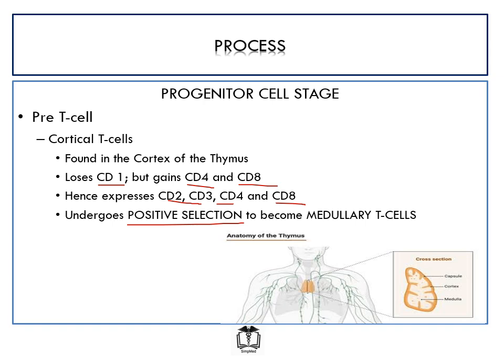Once the selection occurs, these T cells pass, and they are selected to migrate from the cortex to the medulla, and they become what we call the medullary T cells. But T cells that do not pass positive selection end up being destroyed by the process of apoptosis within the cortex of the thymus.